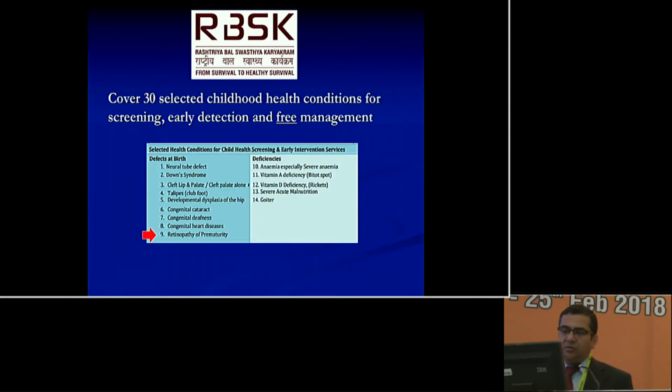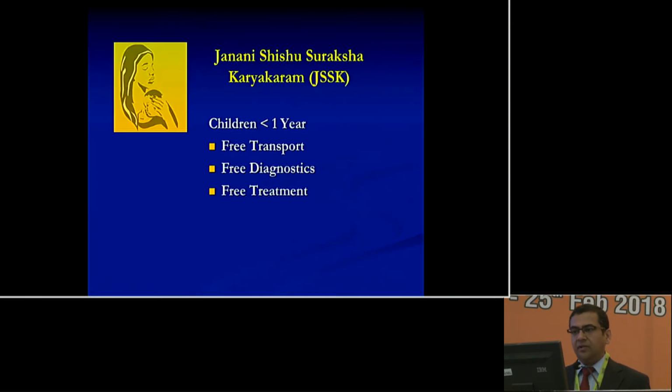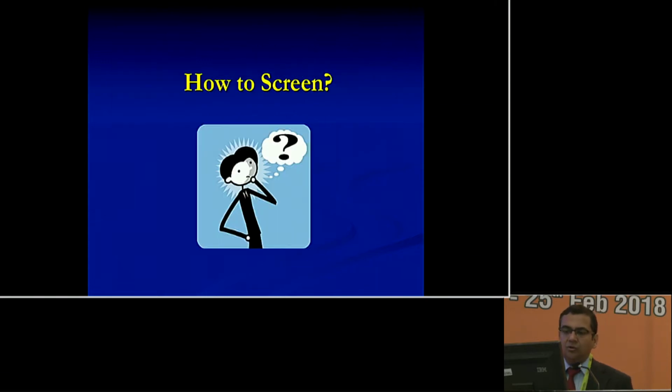We'd also be happy to know that the RBSK program covers 30 selected childhood health conditions for screening, detection and free management, and ROP is one of those diseases. So you can opt for this in collaboration with the government to perform this activity for free. There's also the JSSK program by the Government of India, which provides children less than 1 year free transport, diagnostics and free treatment. If you tie up with this program, you'll be able to provide free screening services and treatment for these babies.